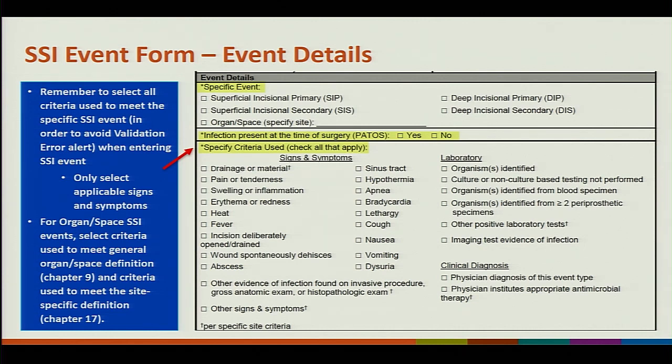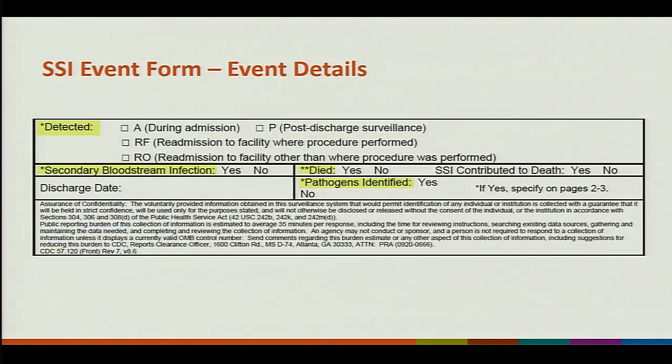And so you really want to select those applicable signs and symptoms. Now for organ space SSI criteria, remember you have to meet the definition from general organ space, and you have to meet the definition from site specific. So you just want to make sure whatever you're selecting here encompasses both of those definitions, so the event will save. Oftentimes you just have to select other evidence of infection found on invasive procedure, gross anatomic exam, or histopath exam.